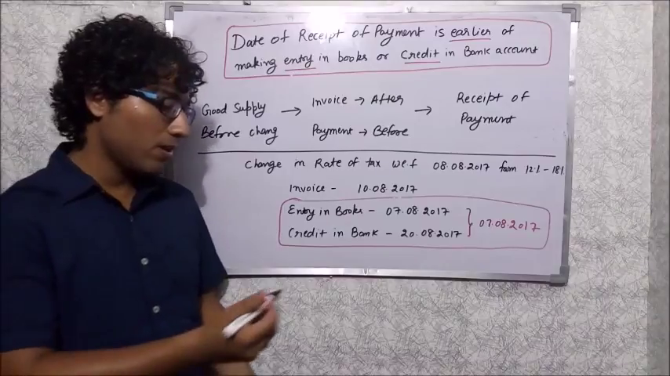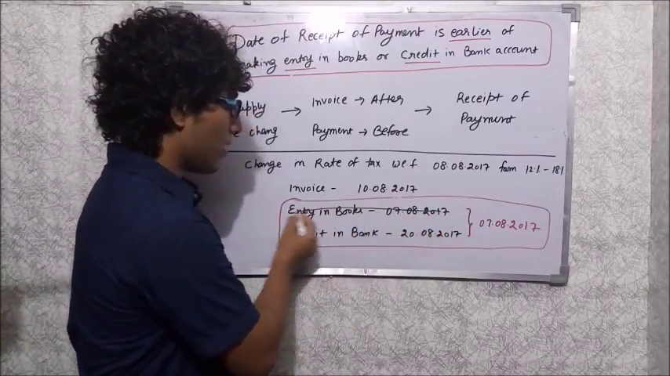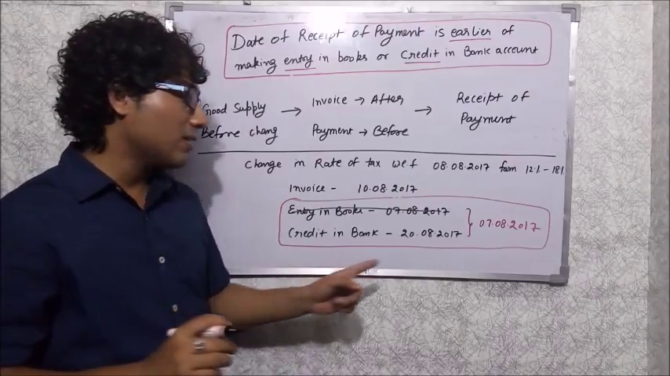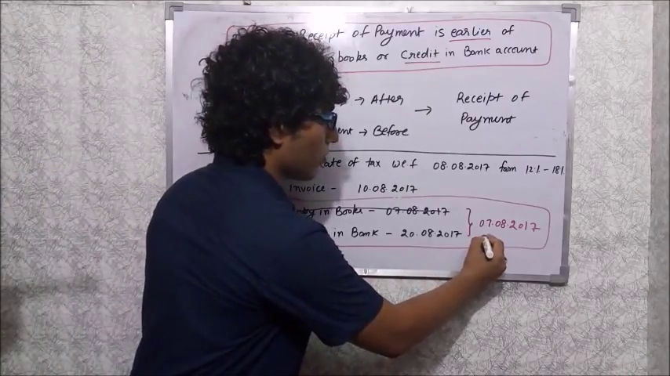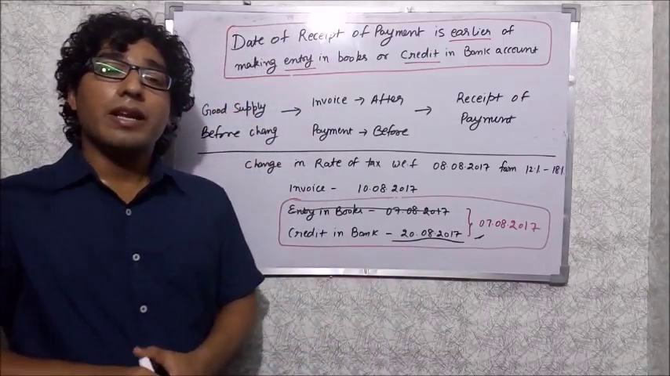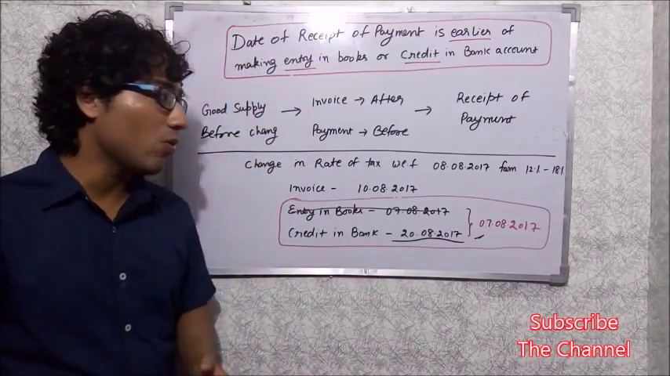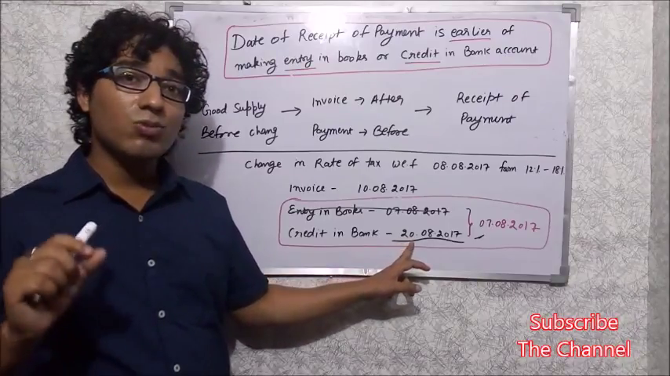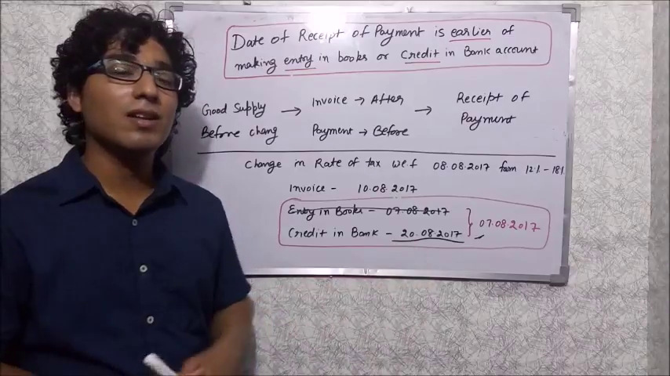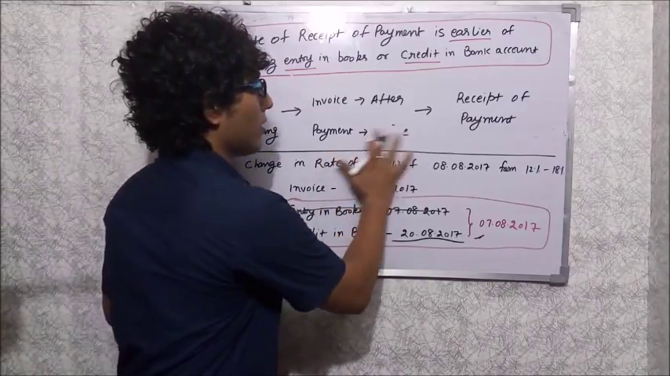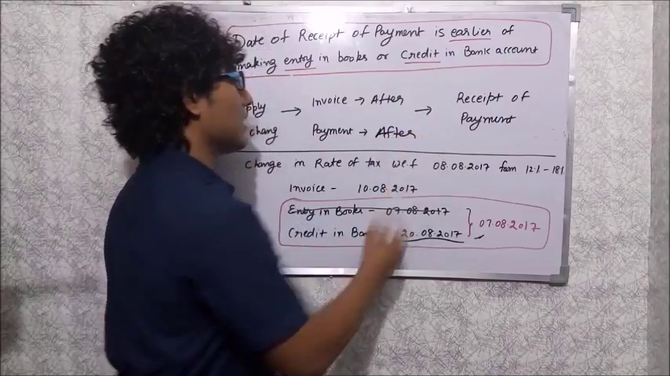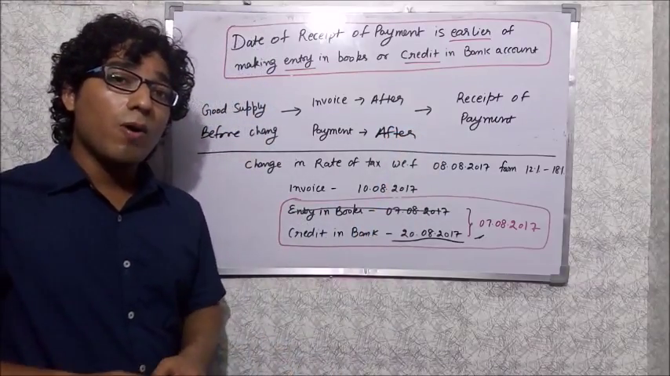Then in our example we will ignore that one and we will consider the date of receipt of payment as 20th August 2017. So that will be considered as the date of receipt of payment. Now the date of receipt of payment is 20th August 2017, which is after the change in effective rate of tax.